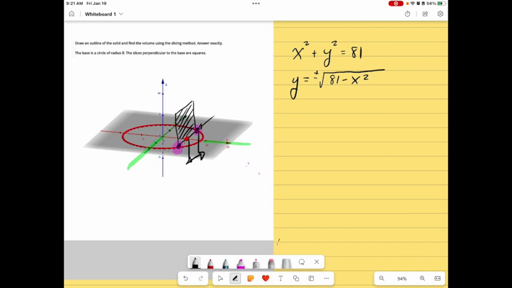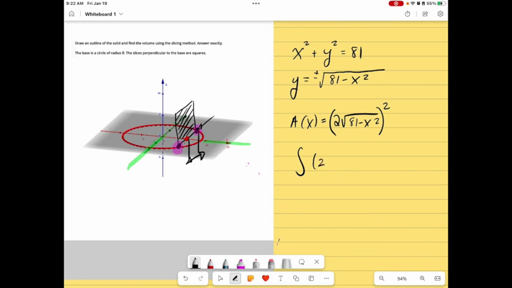So the length of the side of that square is going to be defined as 2 times the square root of 81 minus x squared, and we have to double it, and then because that is the side of our square, to find the area, our A of x, we just square it since the sides are the same. So now what we need to do is integrate that over the interval of interest.